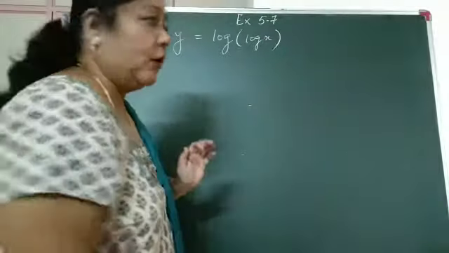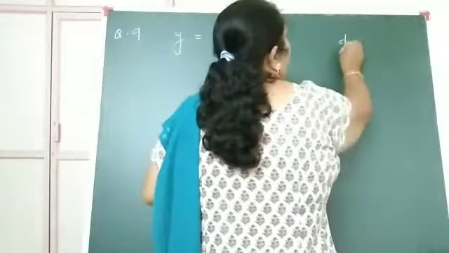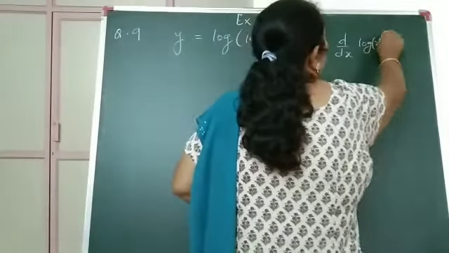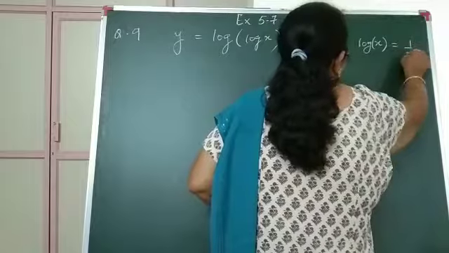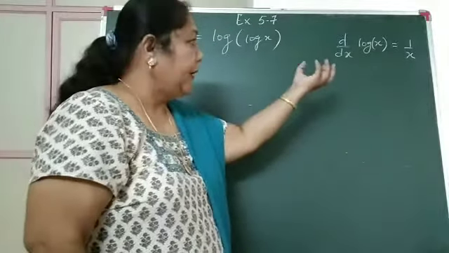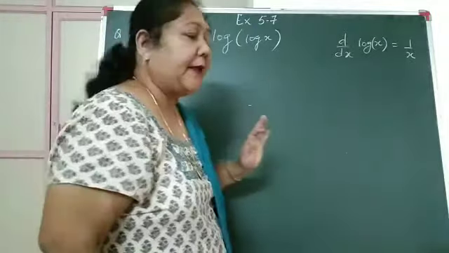Okay, let us recall what is differentiation, that is, d by dx of log of x. d by dx of log of x is 1 upon x. So this is the basic formula that the derivative of log of any bracket is 1 upon that bracket.